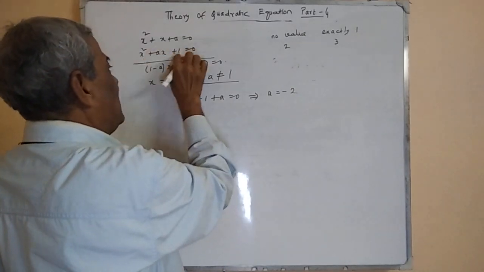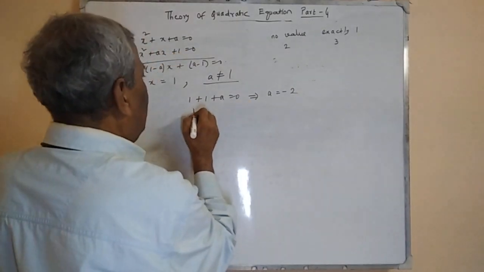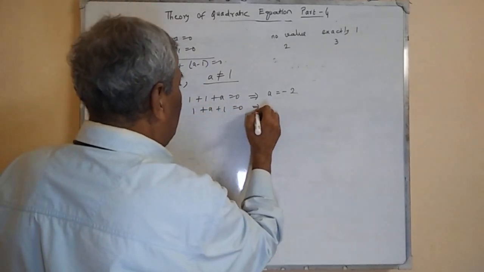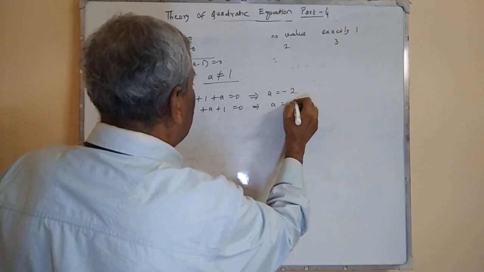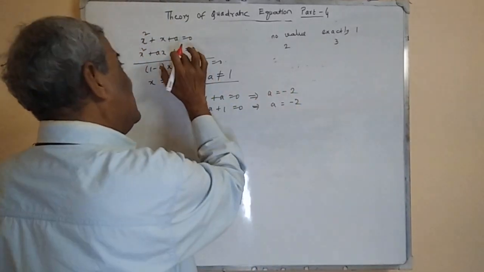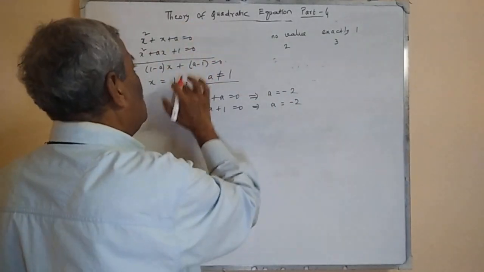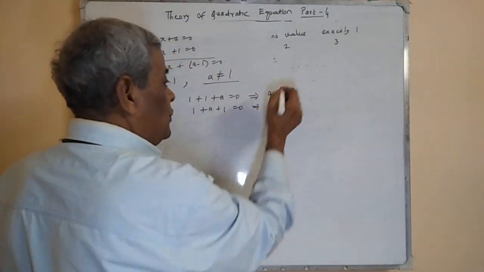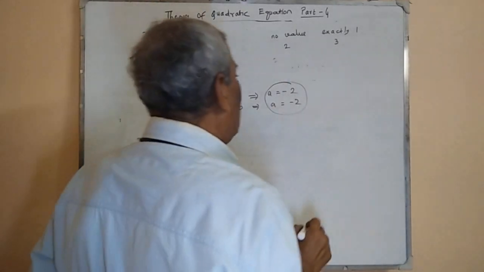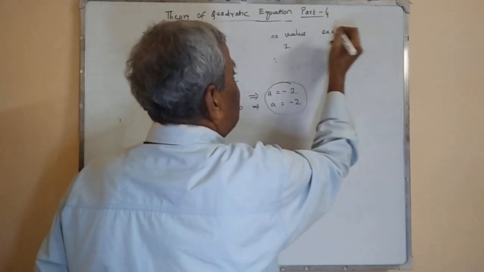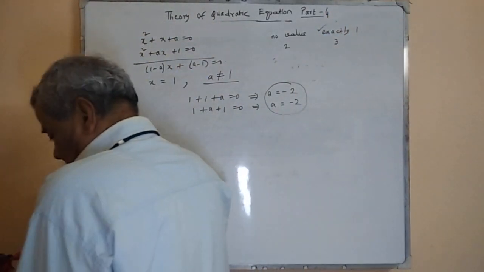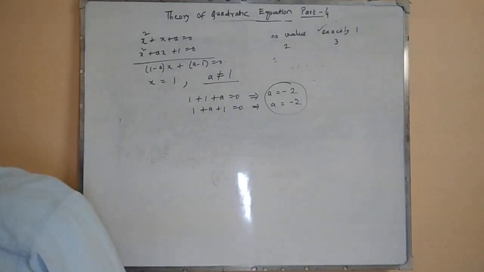And it also satisfies the other equation: 1 plus a plus 1 is equal to 0, and from there again a is minus 2, the same value. For this value of a, 1 is a common root. So it satisfies only one value of a, that is our answer: exactly one value. Next problem.